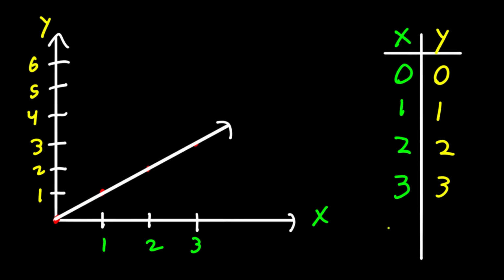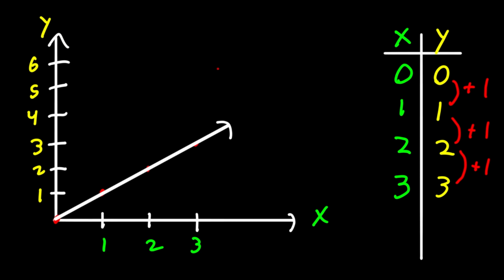Now let's take a look at the table. How is y changing? Is there a pattern? Notice how it goes from 0 to 1, and then 1 to 2, and then 2 to 3. It's increasing by 1 each time, because 0 plus 1 is 1, and then 1 plus another 1 is 2, and then 2 plus another 1 becomes 3. But it's constantly increasing by the number 1.